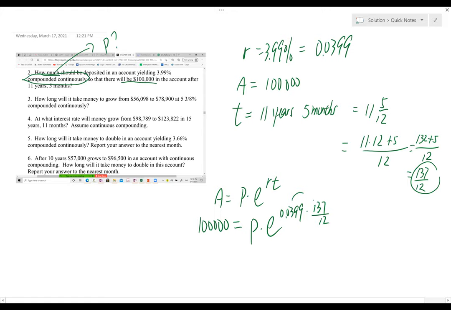You want to multiply these two, right? We can do that just to simplify a little bit first before we move forward. So 0.0399 times 137 becomes 5.4663. So we'll get 100,000 equals principal times e to the 5.4663 over 12.